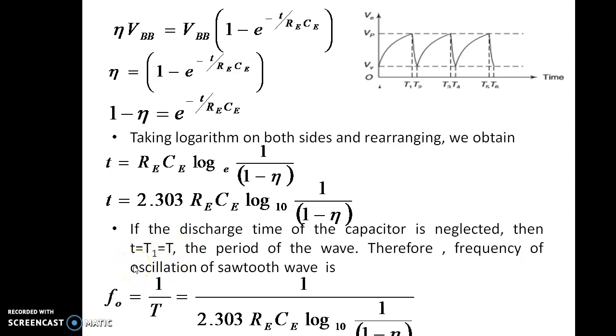Therefore, the frequency of oscillation of the sawtooth wave is f naught equal to 1 by T, which is equal to 1 by 2.303 RECE log 10 1 by 1 minus eta. This expression is the frequency of oscillation of the sawtooth generator, whereas this expression, t equal to 2.303 RECE log 10 1 by 1 minus eta, is the sweep time of the relaxation oscillator.